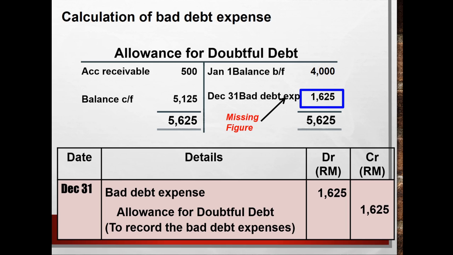This one we call bad debt expenses or increase in allowance for doubtful debt. And we must record the expenses in the statement of income. And the allowance for doubtful debt, you must record in the financial position, as a contra with account receivable.